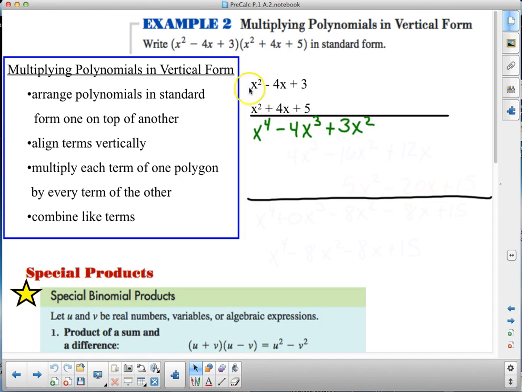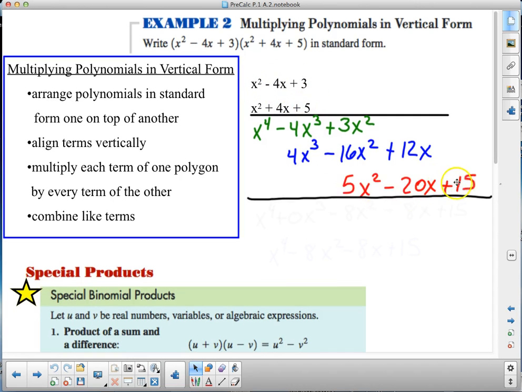Now I'm going to do the same thing with 4x: 4x cubed minus 16x squared plus 12x. And that's what's going on our next line. And our last one is 5x squared minus 20x plus 15.